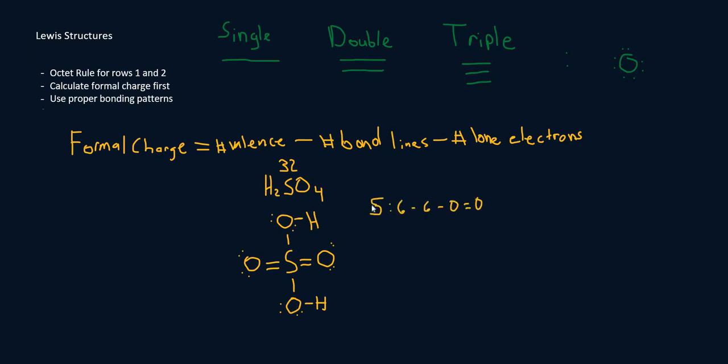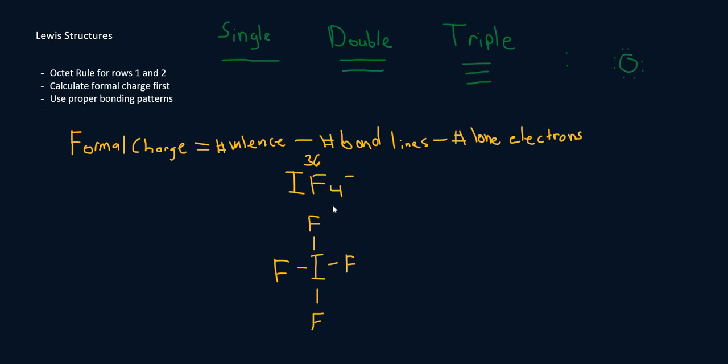And just to make sure you believe me on that, I went ahead and did the formal charge calculation for sulfur in this case. So sulfur has 6 valence electrons minus 6 bonds. Remember, bond lines, so 2, 3, 5, and 6. So 6 bond lines minus 0 lone pairs equals a formal charge of 0. So every element in this compound has a formal charge of 0, which it should. So we've minimized the formal charge, which means we've drawn a correct Lewis structure.